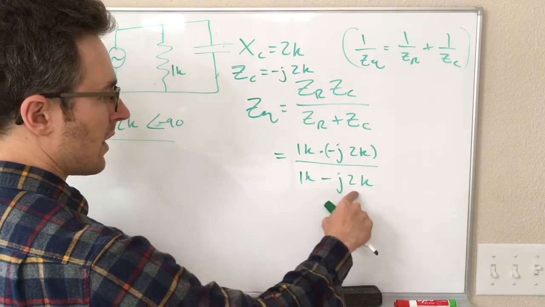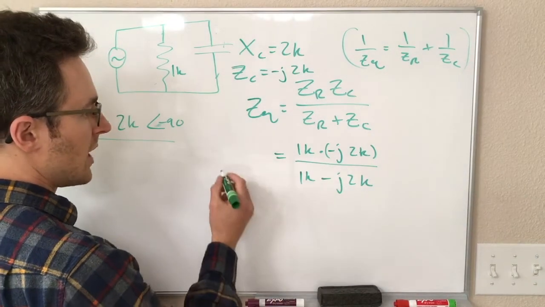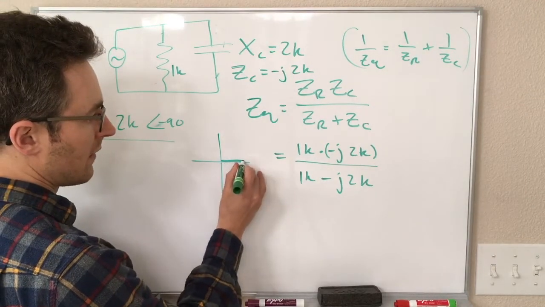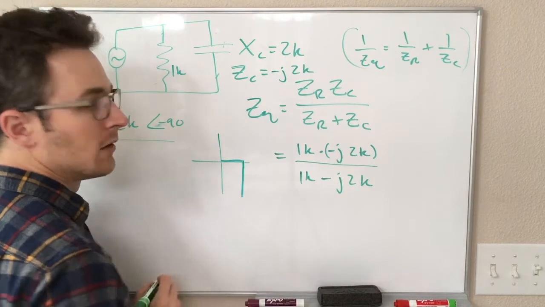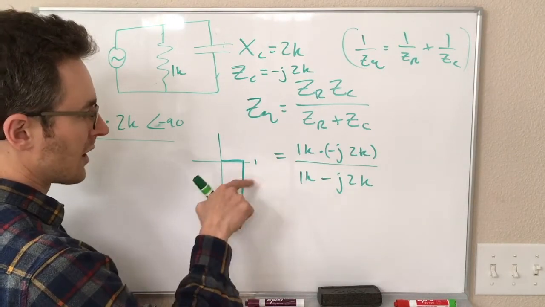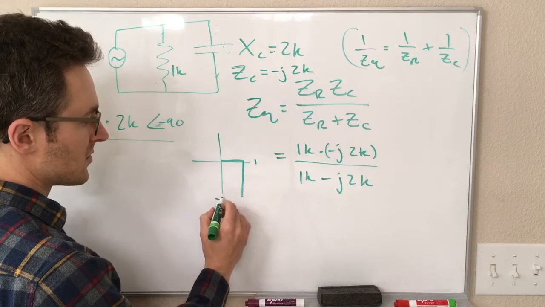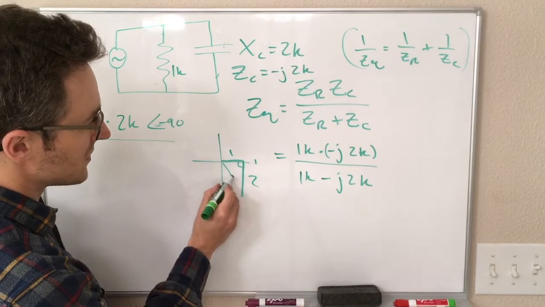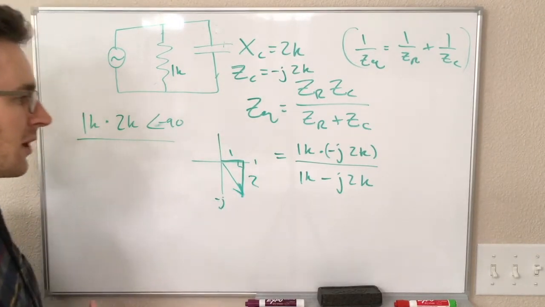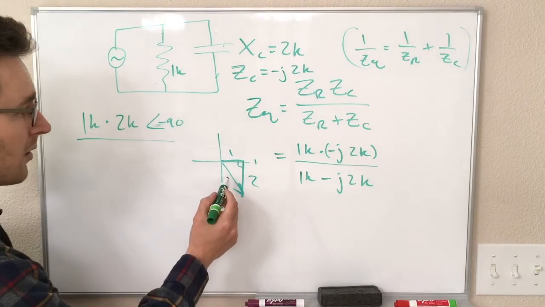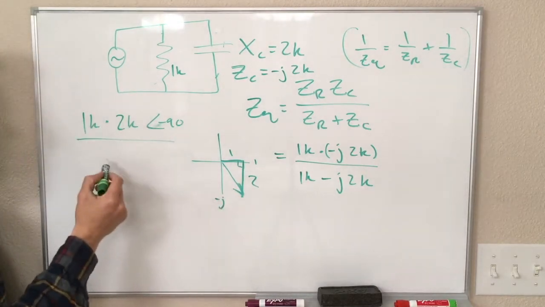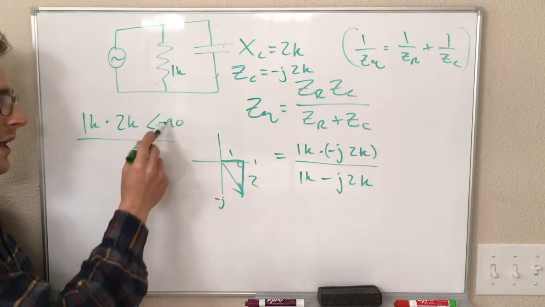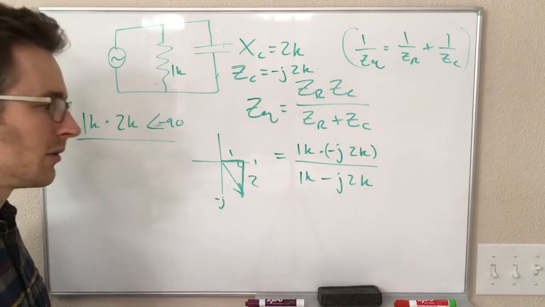Divided by 1K minus J 2K. On our complex plane, that looks like 1K in the real direction, and minus 2K on the imaginary axis. So this is the minus J direction. And that is supposed to be a right angle, and this is our total complex number. So in order to combine it with this in the numerator, if we're dividing, we want to get this in polar coordinates, right? Because then we can subtract the angles and divide the magnitudes. That's how we do that.